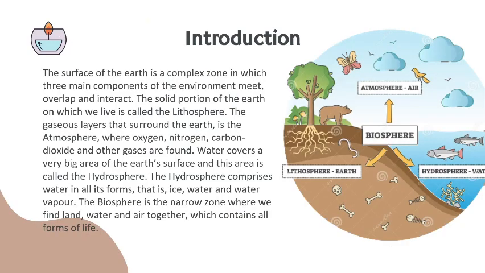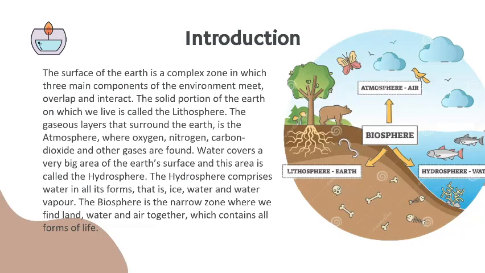The surface of Earth is a complex zone in which three main components of the environment meet, overlap and interact. The solid portion of the Earth on which we live is called the lithosphere. The gaseous layer that surrounds the Earth is the atmosphere, where oxygen, nitrogen, carbon dioxide and other gases are found. Water covers a very big area of the Earth's surface, and this area is called hydrosphere. Hydrosphere comprises water in all its forms, that is ice, water and water vapor.